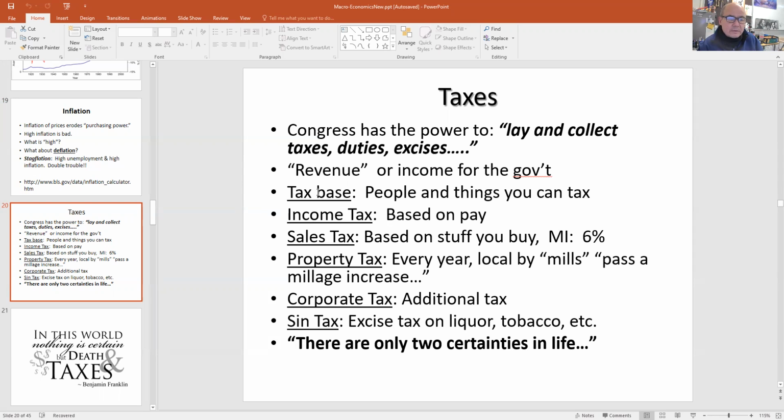So we need this revenue, which is just kind of a fancy word for income. We need this money to pay for government services. A tax base, this next definition, is people and things that you can tax. When we normally hear this word, tax base, we're talking about a location. For example, California has a bigger tax base than Connecticut.